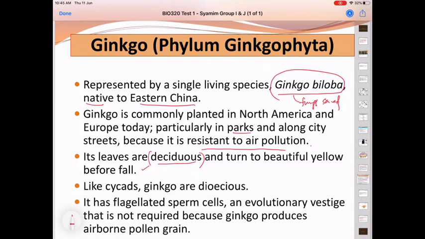Like cycad, ginkgos are dioecious. It has flagellated sperm cell, again similar to cycad, an evolutionary vestige that is not required because ginkgo produces airborne pollen grain. So the pollen grain is transferred by airborne, but cycad before this is transferred by insect and also air.